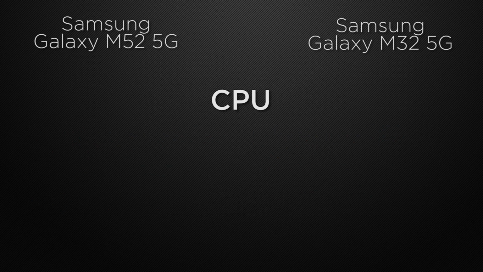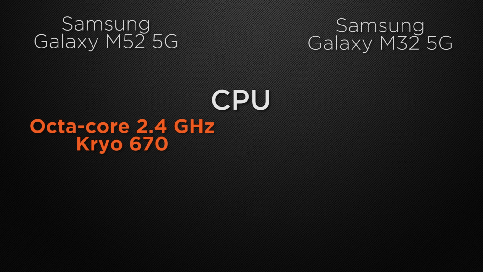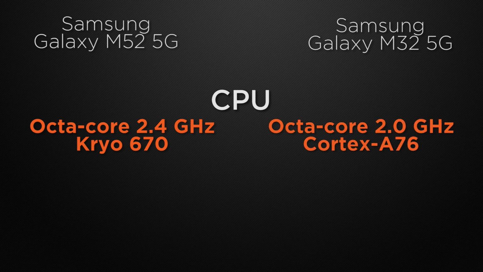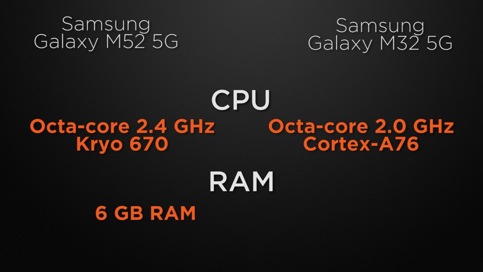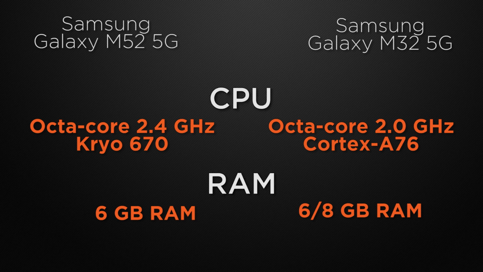Let's talk about the clock speed of the devices. M52 can clock at 2.4 GHz based on octa-core Kryo chipset whereas M32 can clock at 2.0 GHz based on octa-core Cortex chipset. So the winner here is M52 because it has faster clock speed. And about the RAM variants in the devices, M52 have 6GB of RAM variant whereas M32 have 6 and 8GB of RAM options. So the winner here is M32 because it has bigger capacity of RAM option.